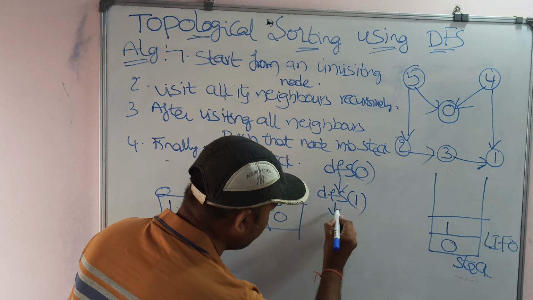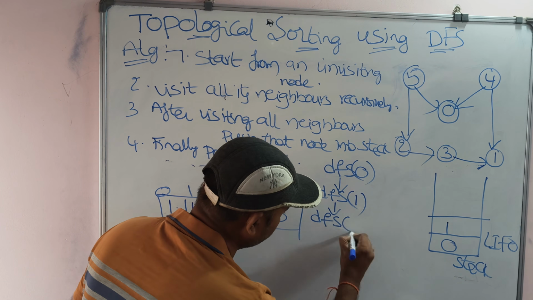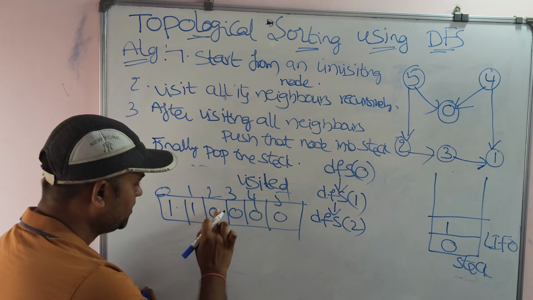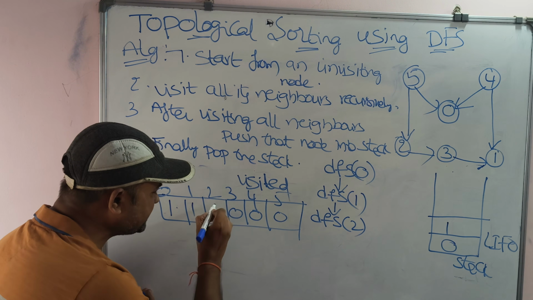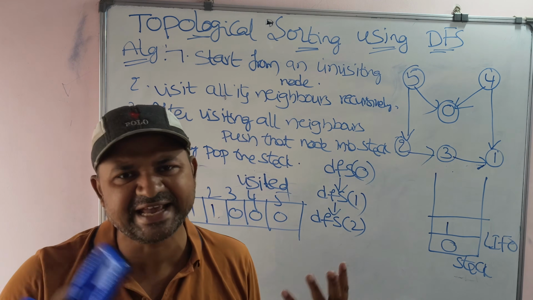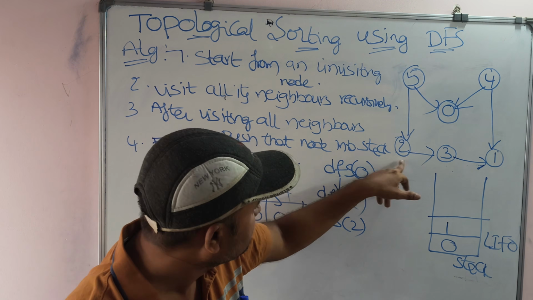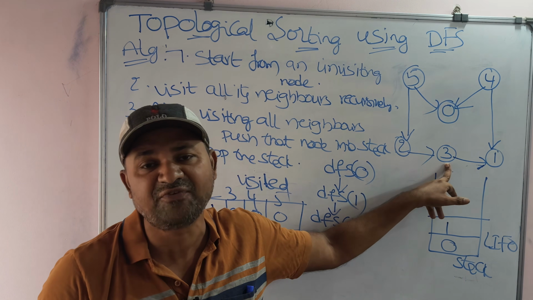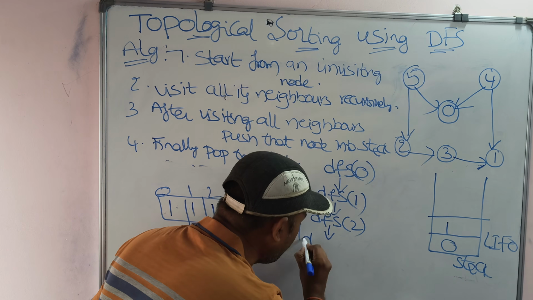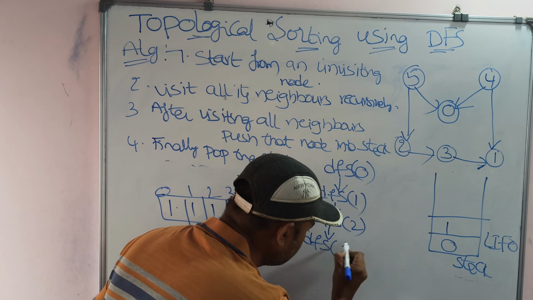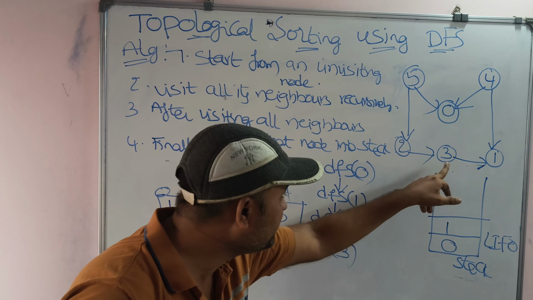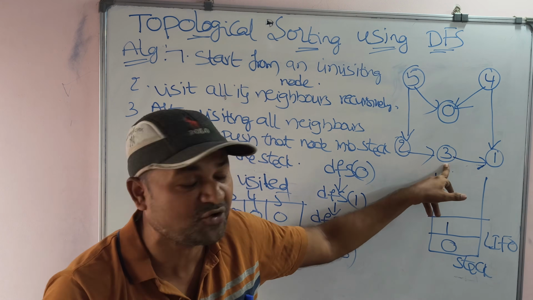Next we have to call DFS of 2. So we have to change the status to 1. So DFS of 2. Now let's check the neighbors of 2. Yes, 3. So 3 is a neighbor of 2. So now DFS of 3 will be called, because 3 is a neighbor of 2. So now we have to process DFS of 3.